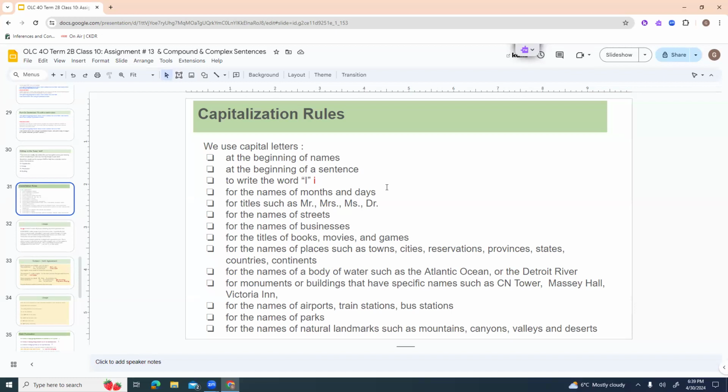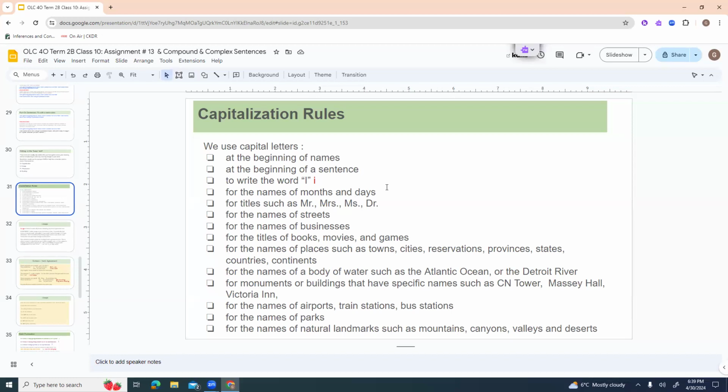For the name of a street, right? The name of a business. The title of books or movies or games usually have capital letters. The names of places such as towns, cities, reservations, provinces, states, countries, continents. The name of a body of water, such as the Atlantic Ocean or the Detroit River or Abraham Lake, right? For monuments or buildings that have specific names, such as CN Tower, Massey Hall, Victoria Inn.